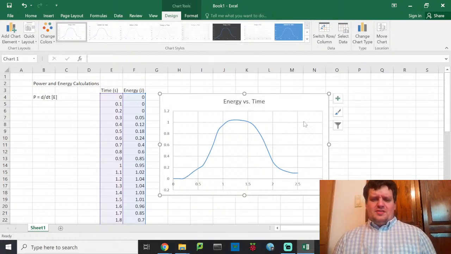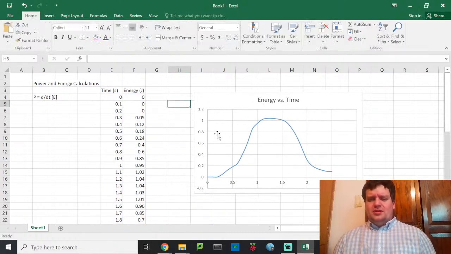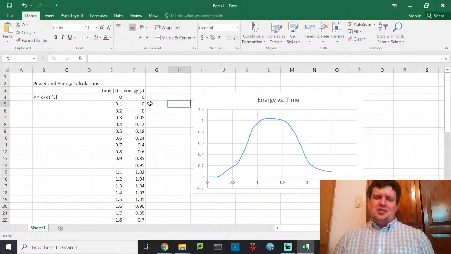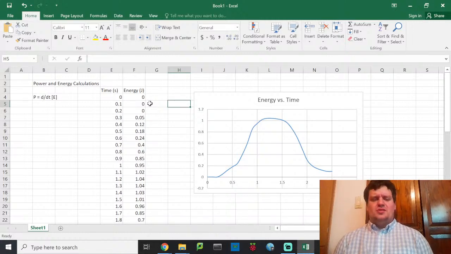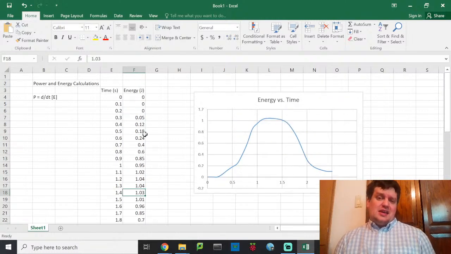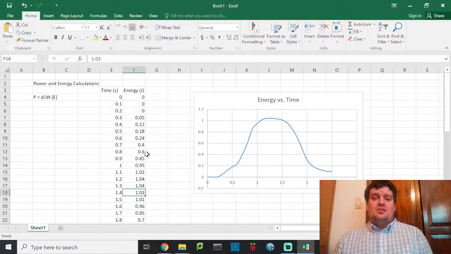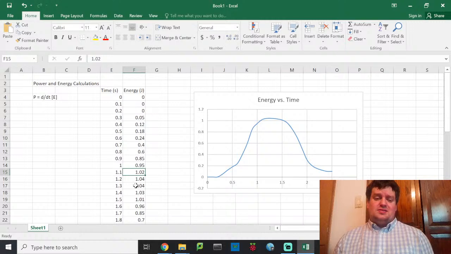So here I've got this energy versus time function. Now, one of the things that is very difficult to understand in your young education is the difference between a math function and a measured data function. Here, because we don't have an actual function, I typed these numbers in. This would be indicative of taking a measurement, like I sat there with a multimeter and measured it at a number of times. So this is a physical measurement. This is not a function.